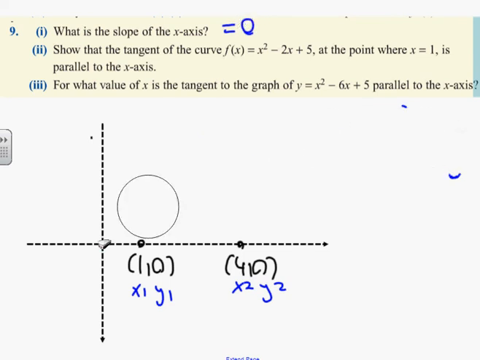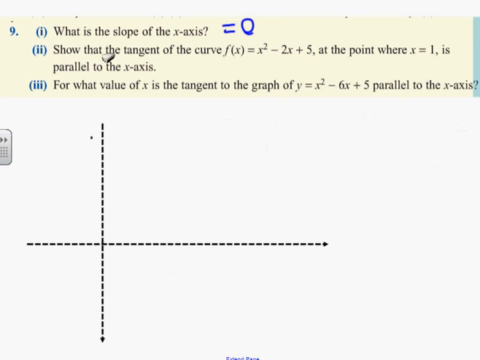Now, what it says next is show that the tangent of the curve at the point where x equals 1 is parallel to the x-axis. What does parallel to the x-axis mean? What slope should it have? It says parallel to the x-axis, which means it should have the same slope as the x-axis, which means it should have a slope of 0.